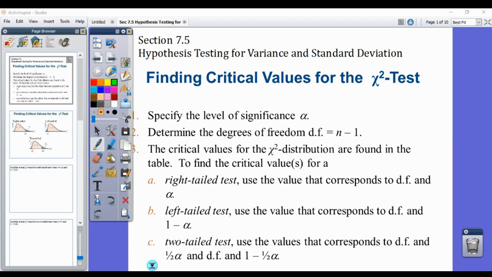And then we have three new things that we're going to talk about. If we have a right-tailed test, you're going to use your degrees of freedom and the corresponding alpha significance level. If you have a left-tailed test, you are going to use the corresponding degrees of freedom, and you are actually going to do 1 minus alpha. So this is new.